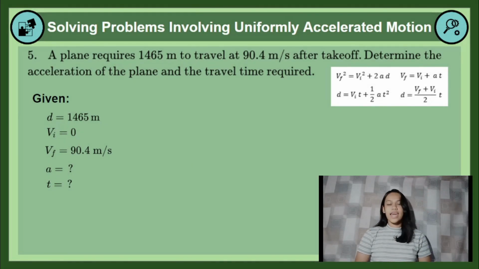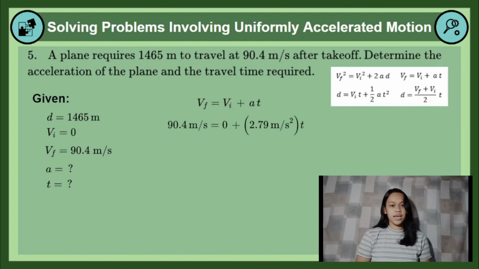After determining the acceleration, now is the time to find the time. To find the time, we are going to use final velocity is equal to initial velocity plus acceleration times time, since this is the appropriate formula to be used in this problem. Next, substitute the values and apply the operations. The final velocity is 90.4 meters per second, equal to the initial velocity, which is 0, plus the acceleration, which is 2.79 meters per second squared, times time.